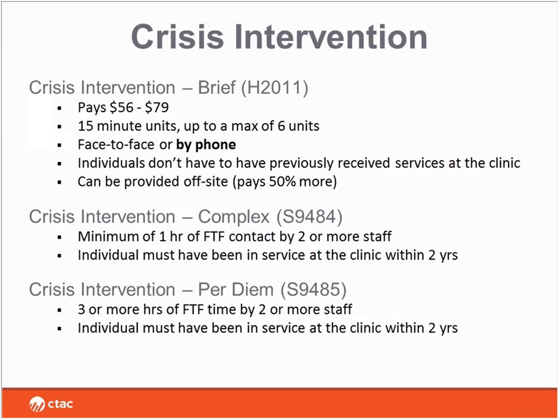Crisis intervention. I recently met with a provider, and I had looked at their claims for last year, and they had billed for one crisis intervention in all of 2015. Anybody who works with anyone with a mental illness is doing crisis intervention on a regular basis. We all know this. It pays for a 15-minute visit. It ranges from $56 to $79. You can do this for a maximum of 6 units per day, and these can also be done by phone.